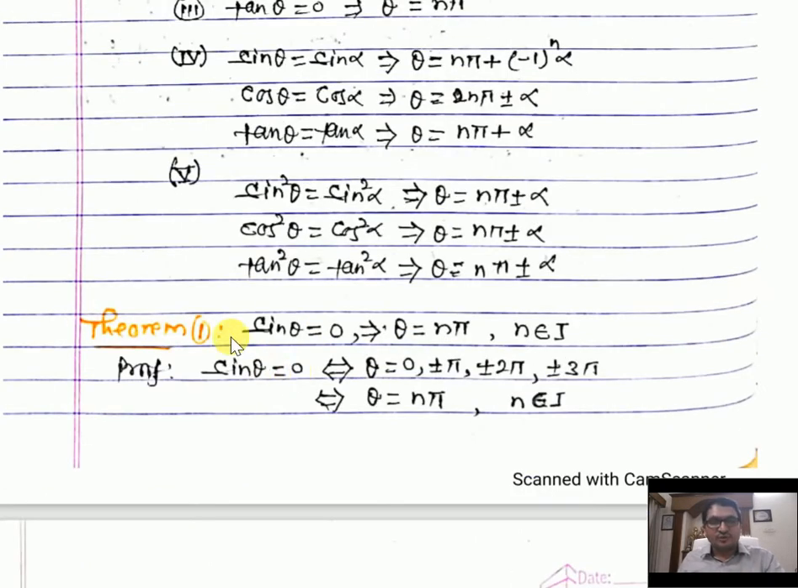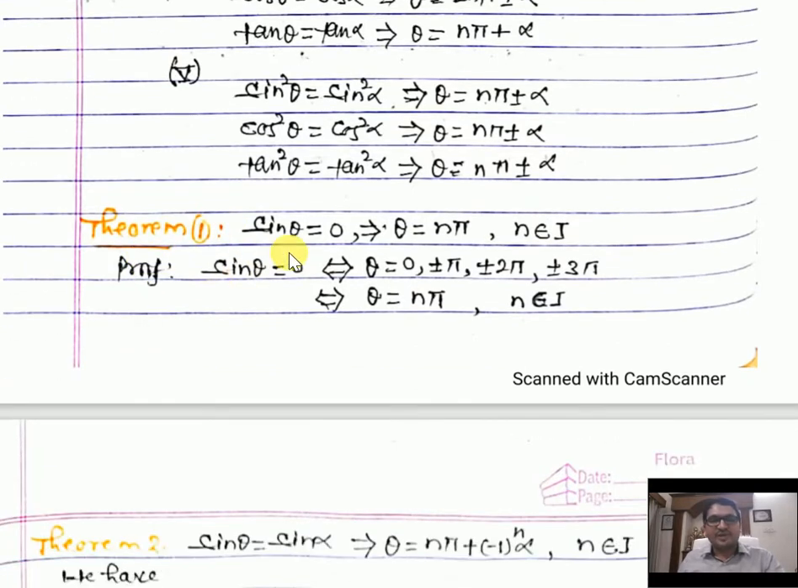Now I am going to show the proving part. Theorem number 1: if sin theta equal to 0, then theta will be equal to n pi. How? If sin theta equal to 0, then theta will be equal to 0, pi, 2 pi, plus minus pi, plus minus 2 pi, plus minus 3 pi. Means sin 0 is 0, sin pi is 0, sin 2 pi is 0, sin 3 pi is 0. So theta will be equal to n pi, where n belongs to integers.